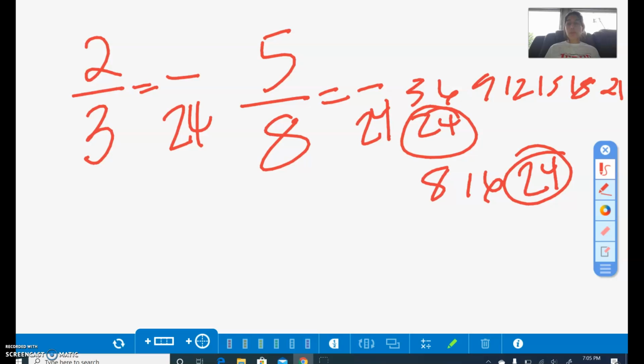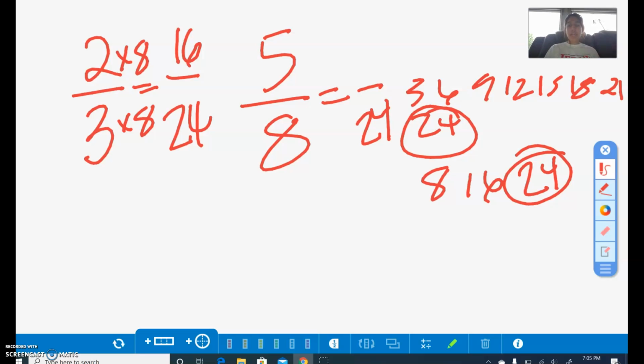Okay, so remember, power of 1 is multiplying by a whole. So when the denominator and the numerator are the same, that is the whole. So how did I get from 3 to 24 is what I need to ask myself. Well, I multiplied by 8. Whatever I do to the denominator, I must do to the numerator. Remember, 8 over 8 is a whole. So 2 times 8 is 16. Here's my new numerator.